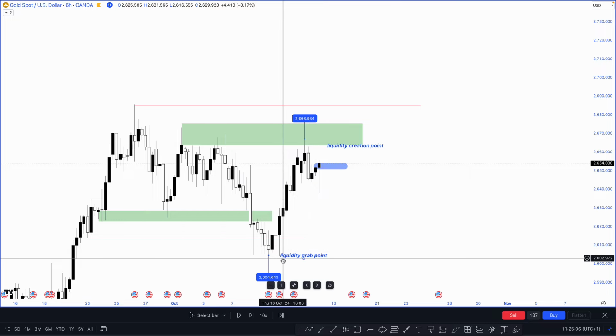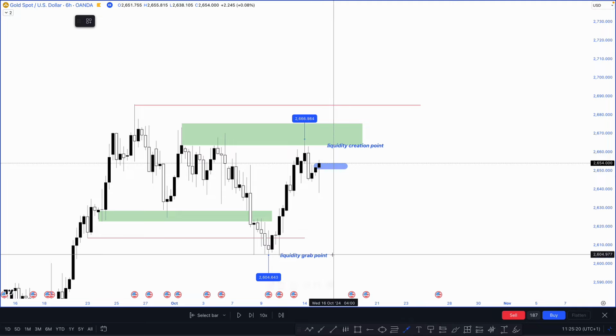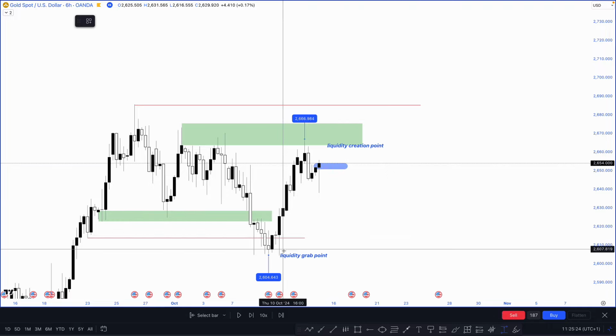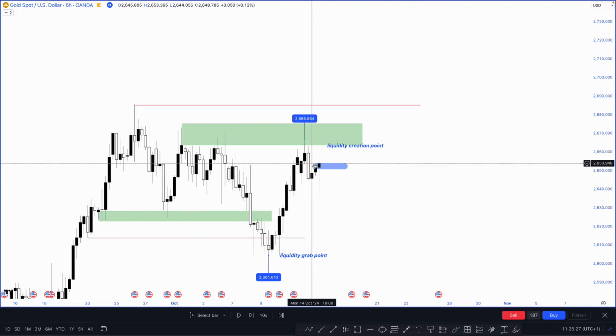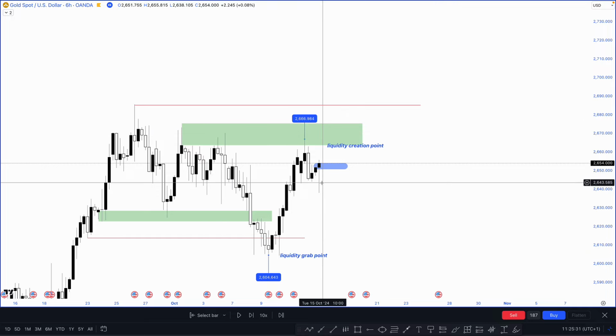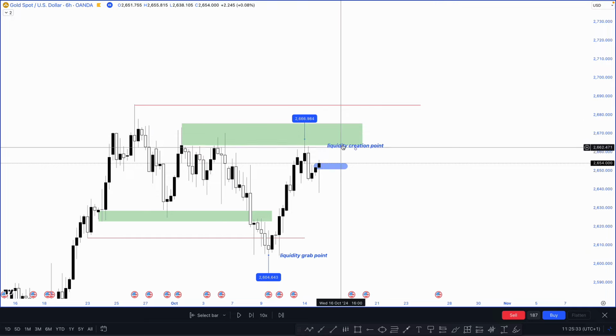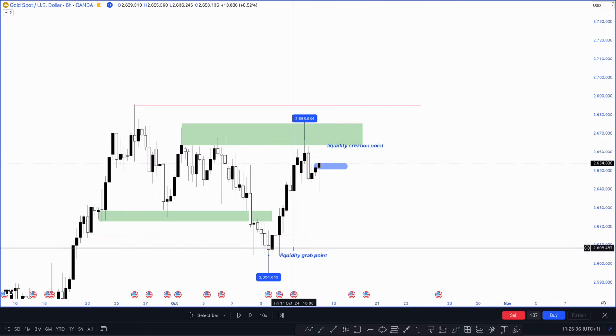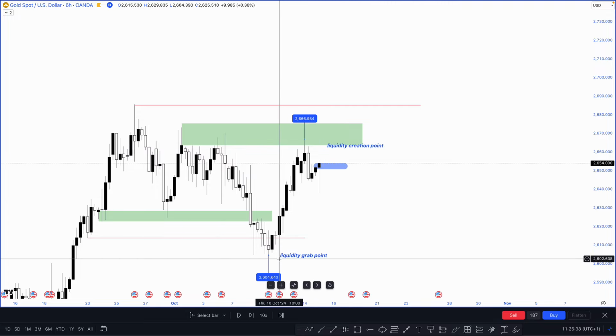Every point on the chart can have either one of those two purposes. It's either a liquidity grab point or a liquidity creation point. And therefore that's how you can easily determine the bias. Your chart will move in the opposite direction of your liquidity grab point. So right here, the liquidity grab point is to the downside, below the price, and therefore it will move in the opposite direction of your liquidity grab point, and it will move in the direction of your liquidity creation point. So right here, both these points are telling me that the market is bullish.